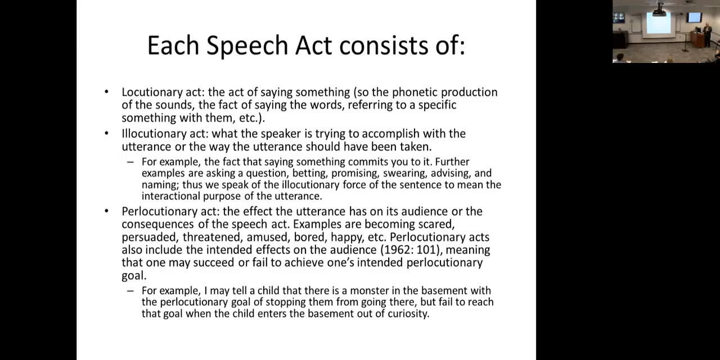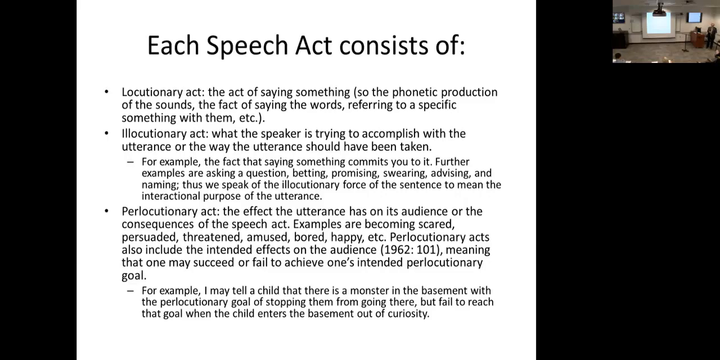Now, the illocutionary act is where things get a little bit more complicated. Basically, it's the purpose of the utterance, what the speaker is trying to accomplish. So if I say, what time is it? What am I trying to accomplish? To get you to tell me the time. So it's a request. That would be the illocutionary act. If I say, pick up that envelope, what am I trying to accomplish? That somebody will pick up the envelope. So that's an order. What's the purpose of saying pick up that envelope? It is to make it so that the world is changed as a result of my saying so.